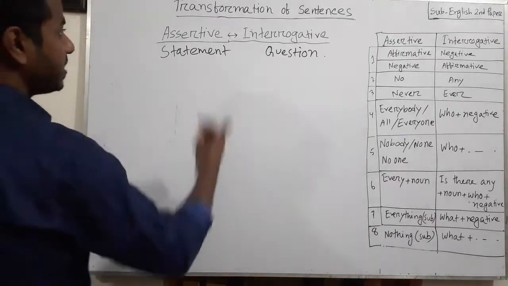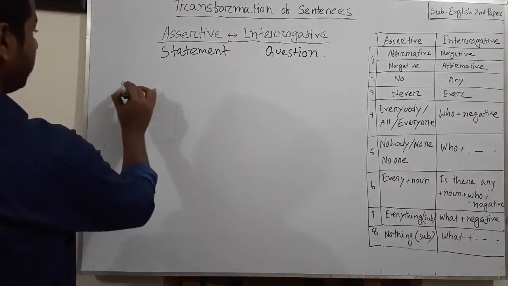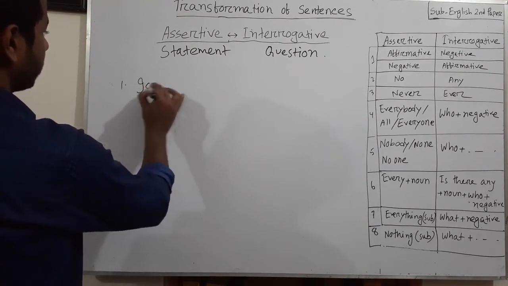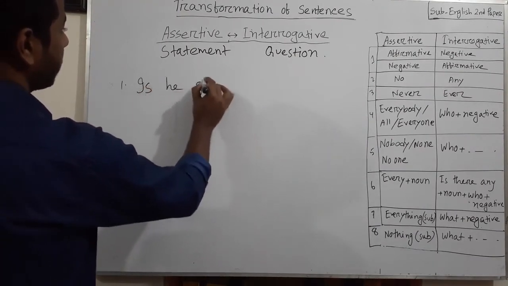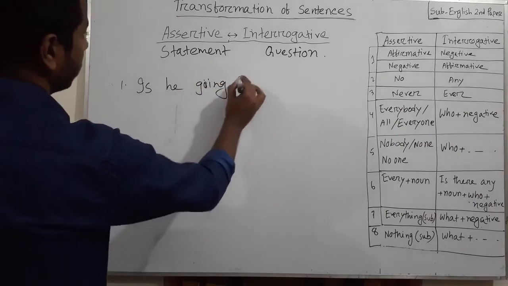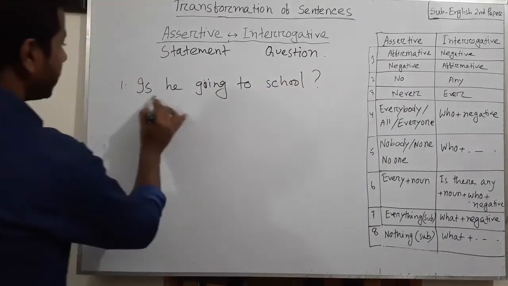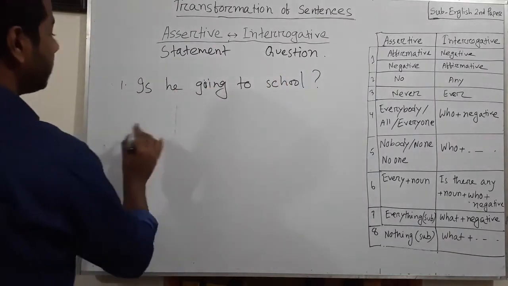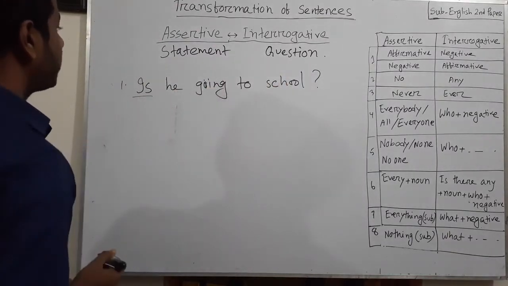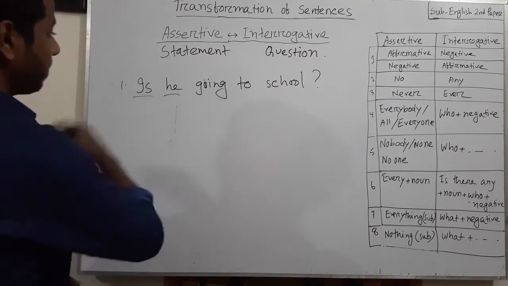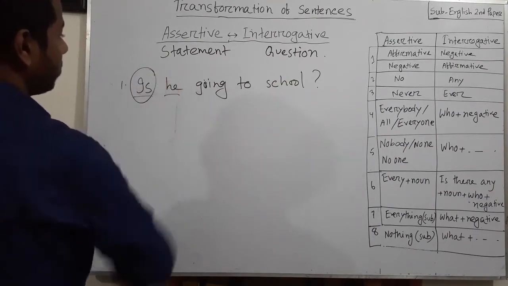So how is this sentence formed? First of all, is he going to school? So in question sentence or interrogative sentence, there will be auxiliary verb before subject. So the sentence starts with auxiliary verb.